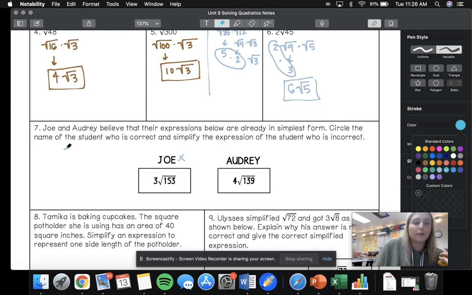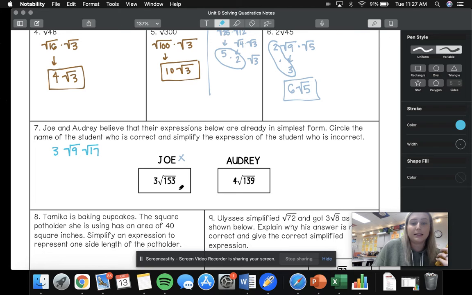So I'm going to do the square root of 153 as the square root of 9 times the square root of 17. I'm going to bring down the 3. Okay, again, this is the same exact thing as what Joe wrote. But Joe wrote that it was fully simplified. Square root of 9 is 3, so my answer is 3 square root of 17.